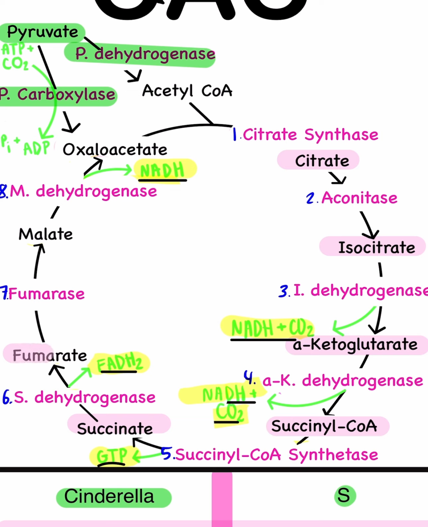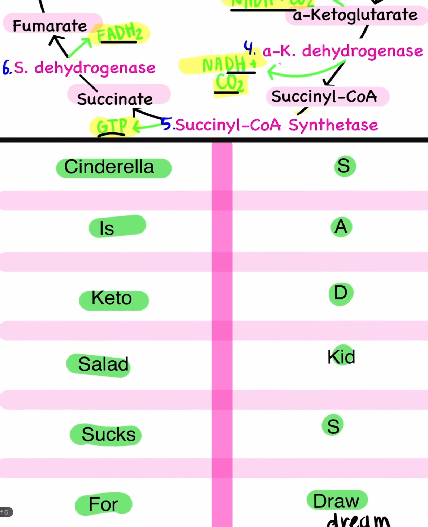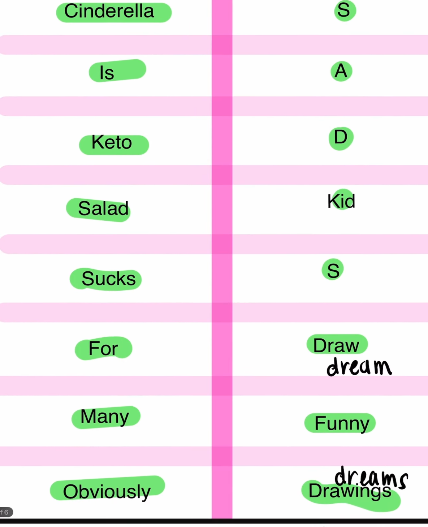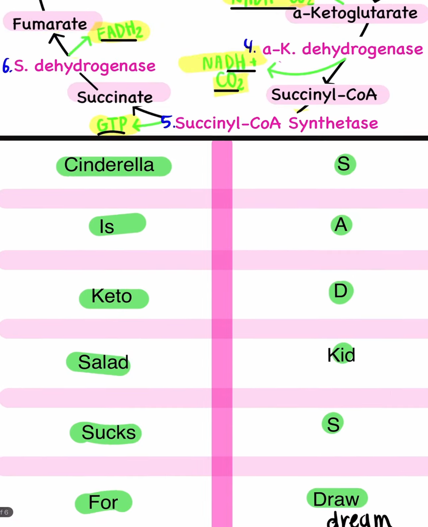Four is fumarate, many, malate, obviously oxaloacetate. And then now let's read the other one. So for the enzymes, sad kids draw funny drawings, or sad kids dream funny dreams.